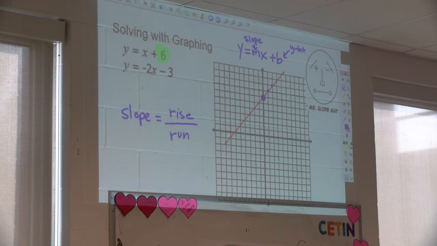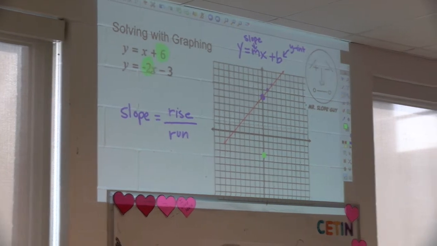The second line, I have y equals negative 2x minus 3. What's that going to look like? You have to start at negative 3. Which negative 3? Negative 3 on the y-axis, which is down here. Let me use a different color. And then that is 2 over 1, which you can go down 2 and then to the right 1.